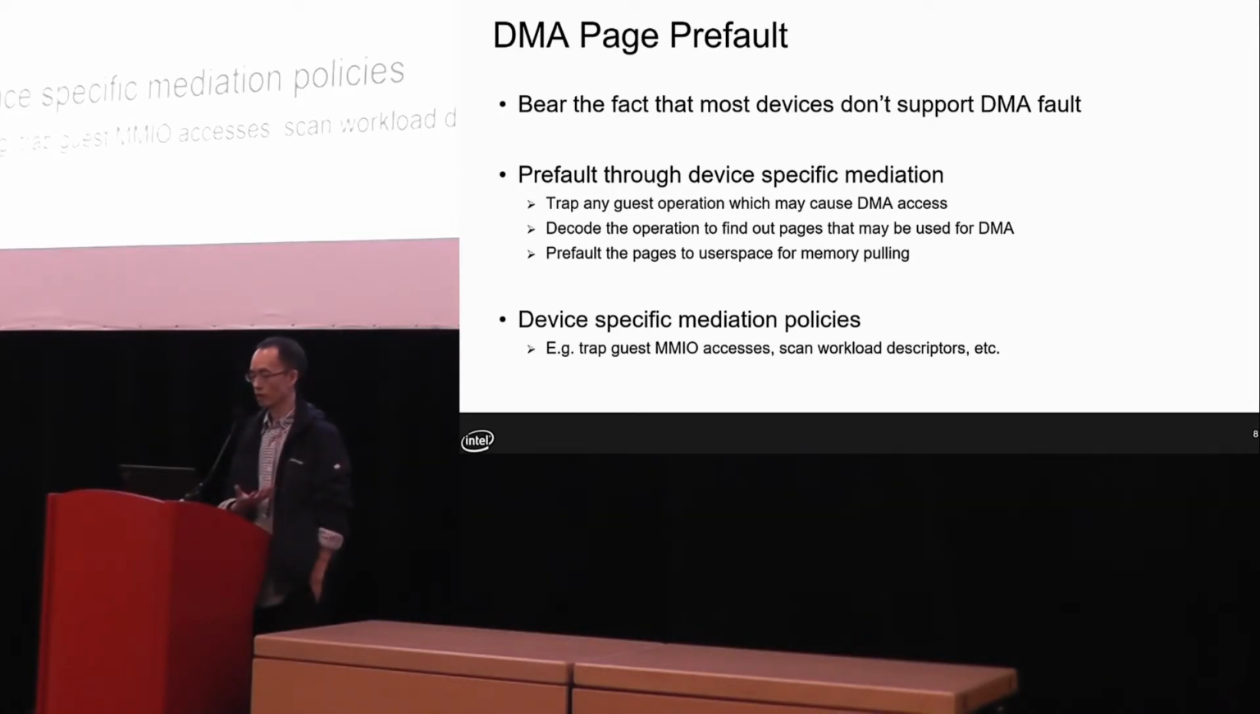Of course, how to identify the DMA pages is device specific. You may trap the MMIO access or scan the workload descriptors. There are multiple methods; just study the device.